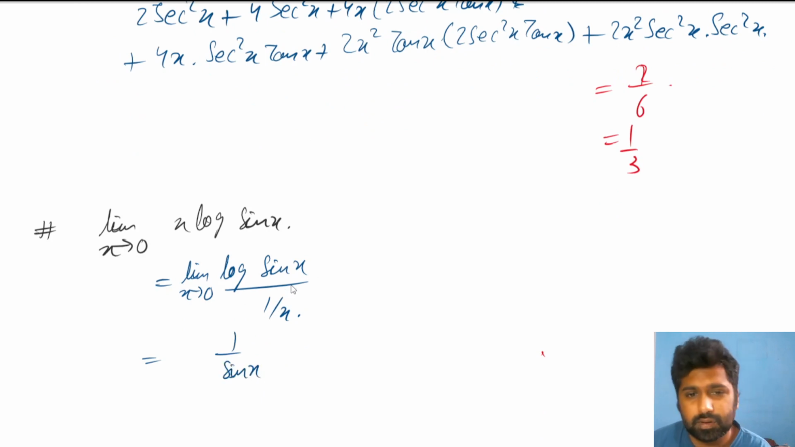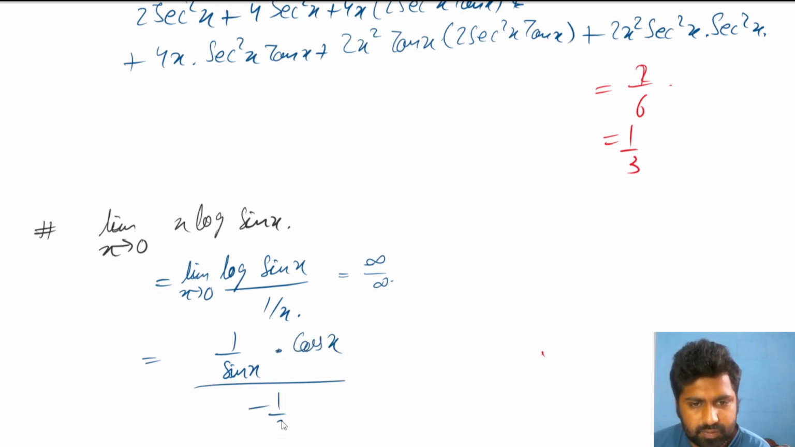Let's check first of all whether the limit is 0 by 0 or not. Sine 0 is 0, log 0 is minus infinity as such. So basically it is infinity by infinity form. So still applicable. So yes, we can differentiate. So 1 by sine x into sine x differentiation is cos x, upon 1 by x differentiation is minus 1 by x square.